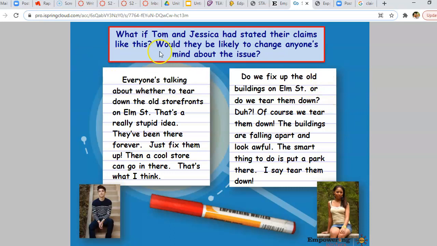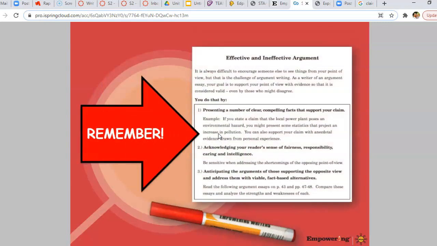If they had stated their claims like this, would they be likely to change anyone's mind about the issue? Probably not, because they use language like dumb and duh and stupid, and so you don't want to offend your reader. So here are some things to remember about effective and ineffective arguments.